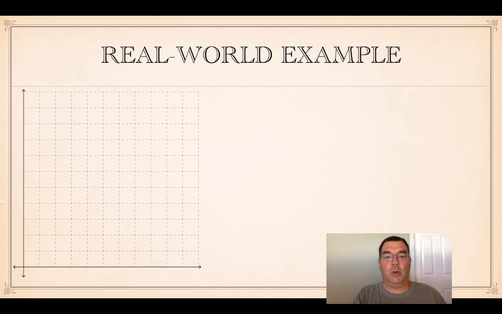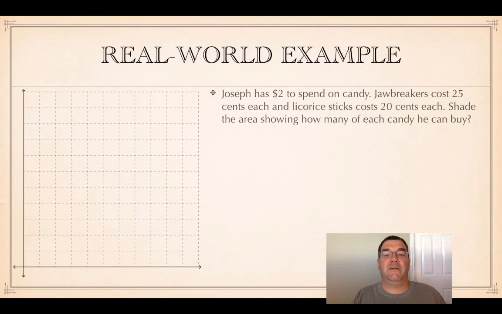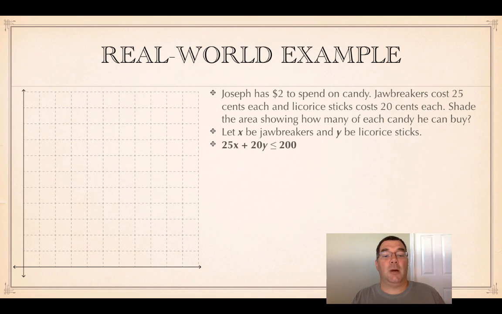Okay, so here's a real world example that we can work through. We have Joseph who has $2 to spend on candy. Jawbreakers cost 25 cents and licorice sticks cost 20 cents each. I'm going to shade the area showing how many of each candy he can buy. So x is going to be the number of jawbreakers he buys, and y is going to be the licorice sticks. So 25 cents times the number of jawbreakers plus 20 cents times the number of licorice sticks has to be less than or equal to 200 cents or $2. So there's my inequality right there.